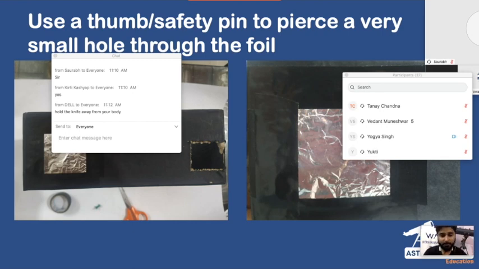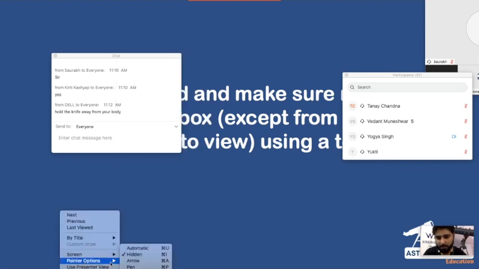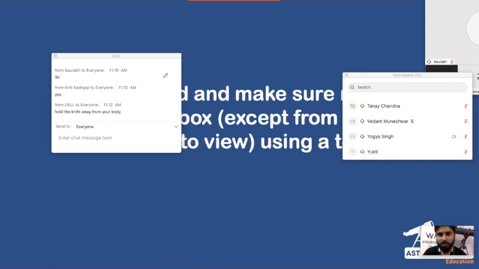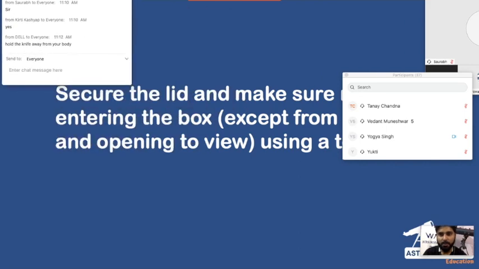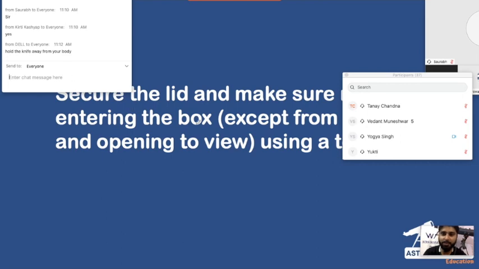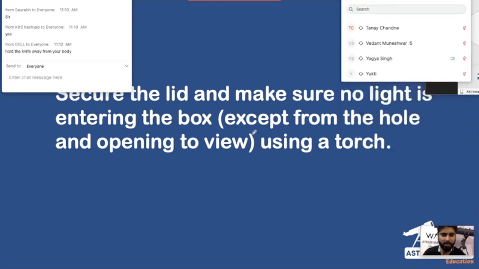So make a tiny hole on it. Now, hold the knife away from the body. Okay, very good, Anish. So yes, just be safe. Do not hurt yourself while you are using the knife or cutter.